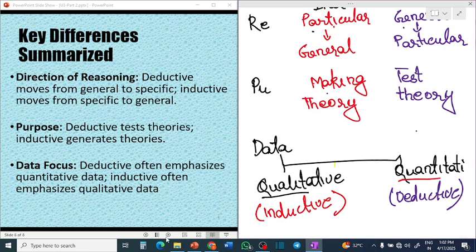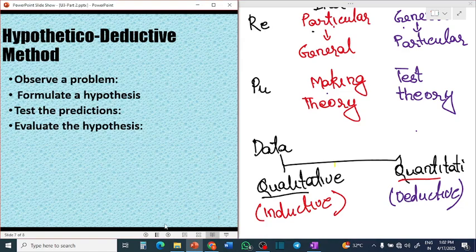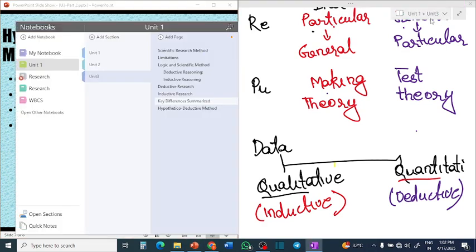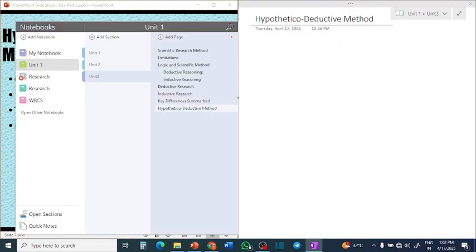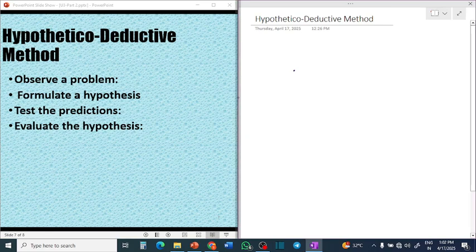Now we move on to the next one. So this is hypothetical deductive method. The name is quite difficult, but it is a very interesting topic. In hypothetical deductive research, what we do in deductive research, as you have seen, is go from a general statement to a particular statement.